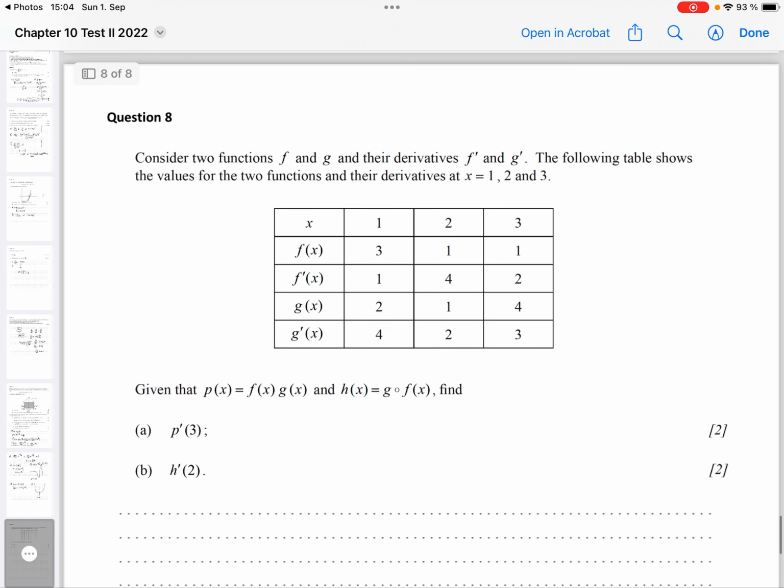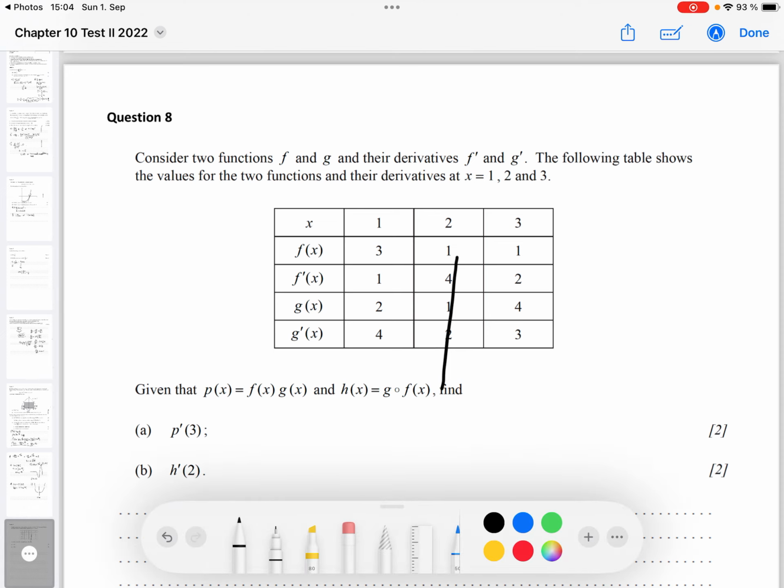So the last question here is: consider the two functions f and g and their derivatives f prime and g prime. The following table shows the values for the two functions and their derivatives at x equals 1, 2, and 3. Given that p of x equals f of x times g of x and h of x equals g of f of x, find p prime of 3 and h prime of 2. So to find p prime of 3, we simply must use the product rule.